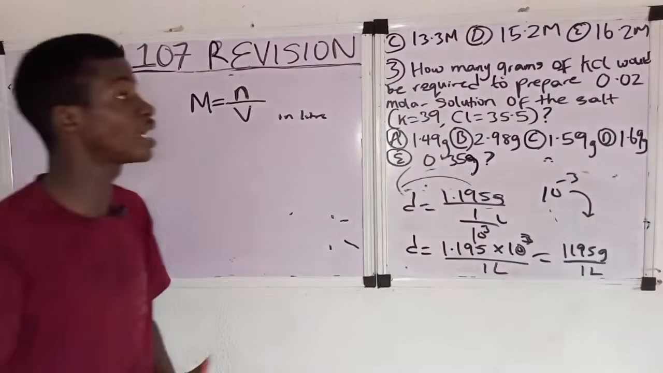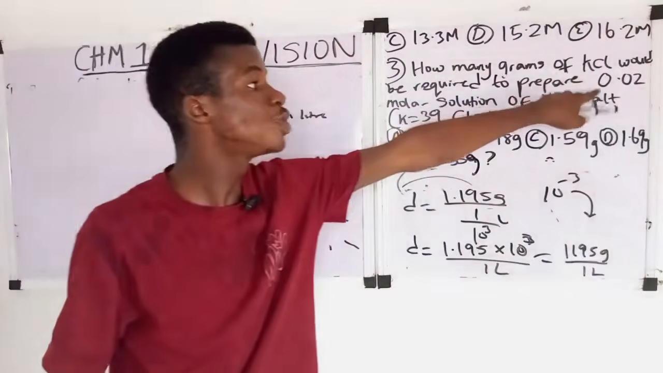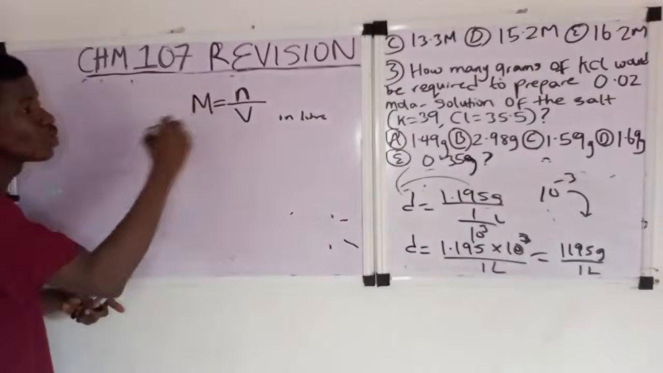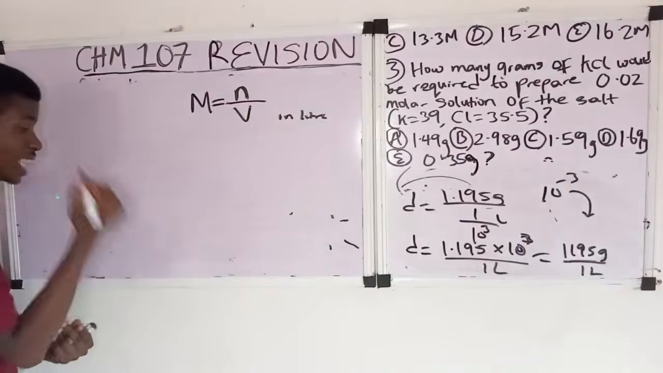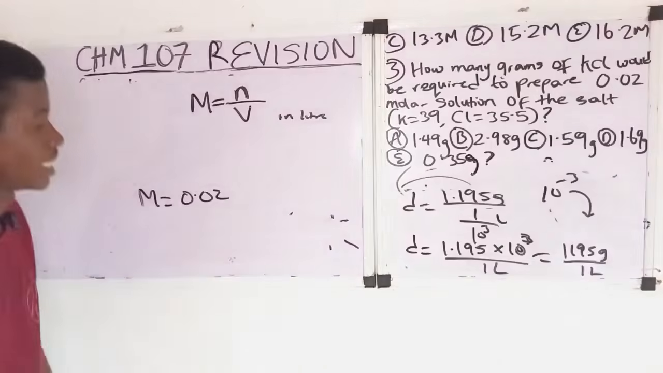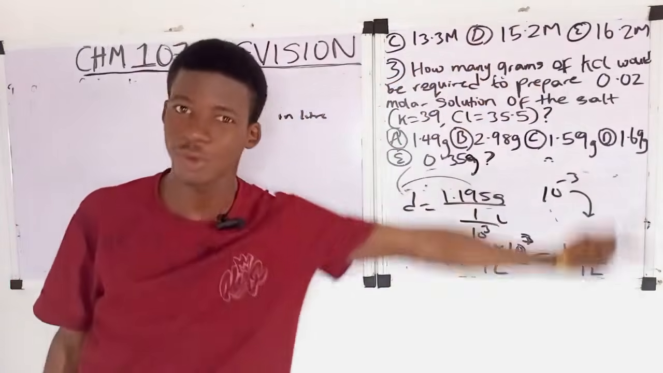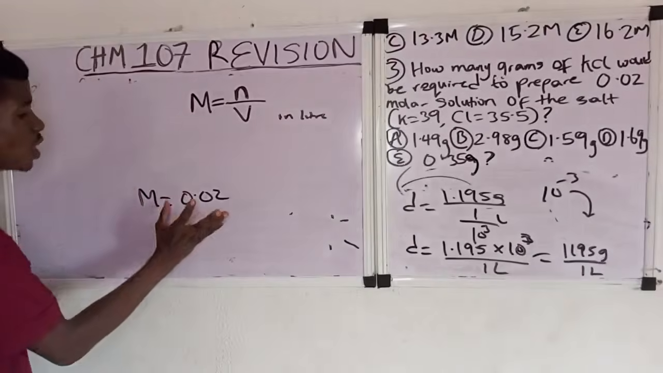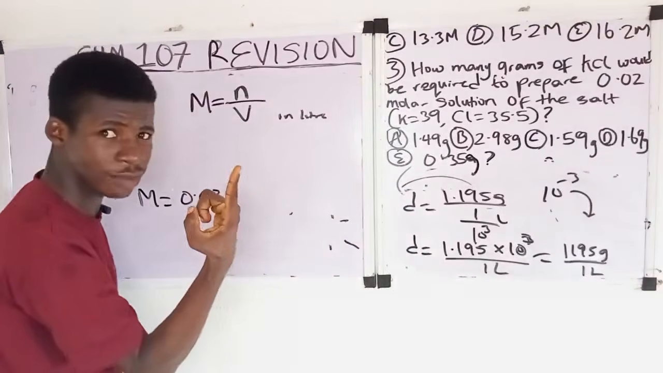Now look at the question. They say how many grams of calcium chloride would be required to prepare 0.02 molar solution? 0.02 molar solution is the molarity. That is, they are telling us that molarity is 0.02. They're telling us to look for the gram of calcium chloride, which is the solute. Now what are we going to do? Normally they give us the value.